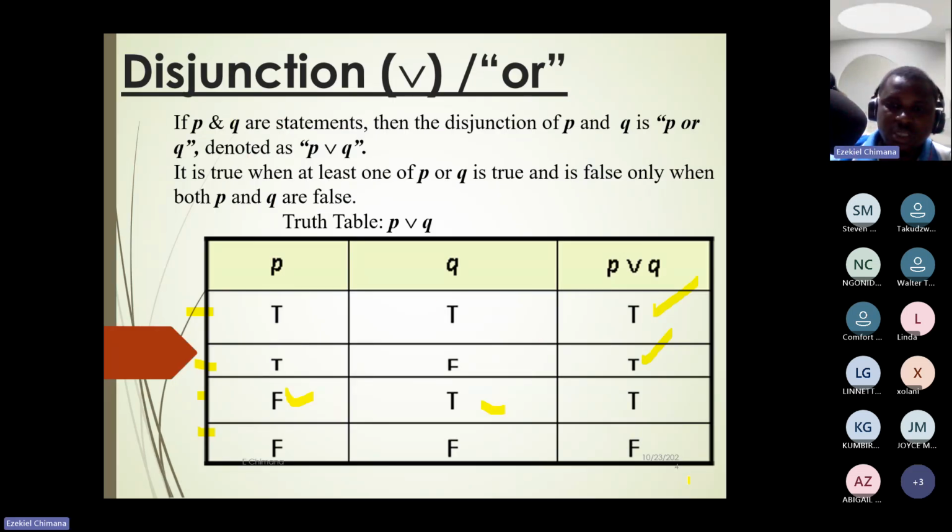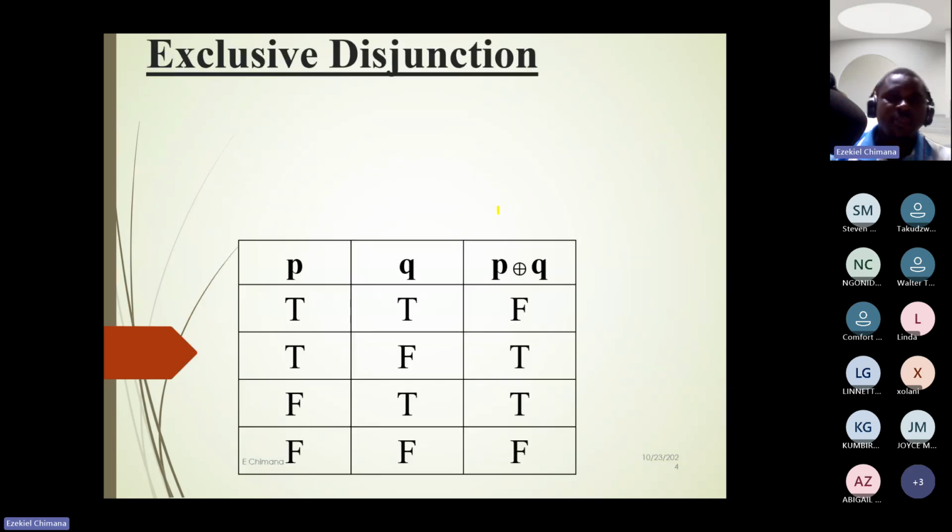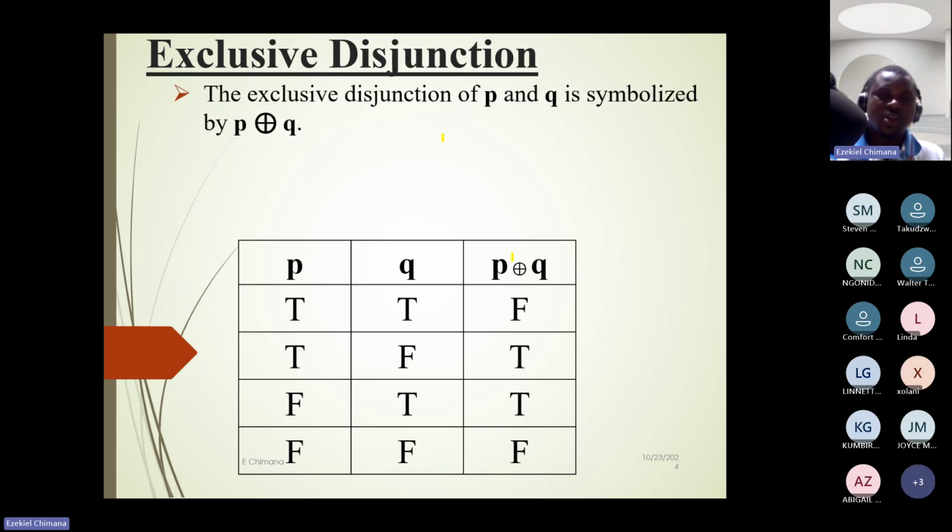If you look at this, it is only false when both are false. Otherwise, it is true. So it is true when at least one of P or Q is true and is false only when both P and Q are false. So you need to take note of this. And then exclusive disjunction, which is this one. This one, we no longer include those which are at the boundary. That's why it's exclusive, or there is an exclusion there.